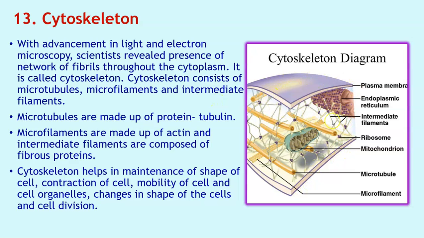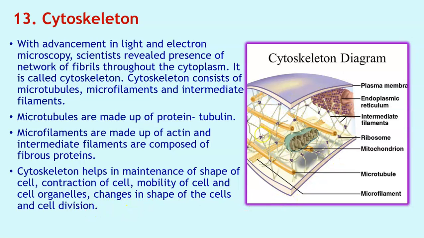These are your intermediate filaments, these are the microtubules, and these are the microfilaments. Microtubules are made up of the protein tubulin, microfilaments are made up of actin, and intermediate filaments are composed of fibrous proteins. Cytoskeleton helps in maintenance of the shape of the cell, contraction of the cell, mobility of the cell and cell organelles, changes in the shape of the cell, and cell division.